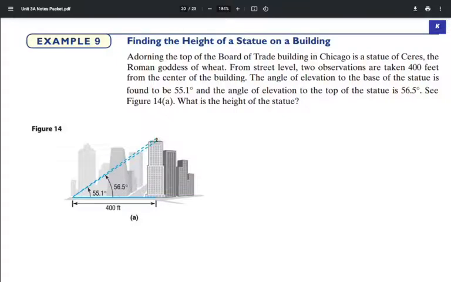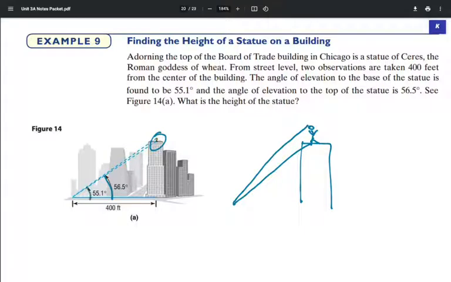All right, on the last example, we're trying to figure out how high that statue is right there. So basically, you've got two pictures here. It's kind of hard to see that. You know, here's your building, and here's your statue right here. I'll kind of make it look like a person. I don't know really what it looks like. But you're standing over here, and you're looking at the top of that statue at a 56.5 degree angle. And you're looking at the bottom of that statue with a 55.1 degree angle. And you're trying to figure out how high that statue is.